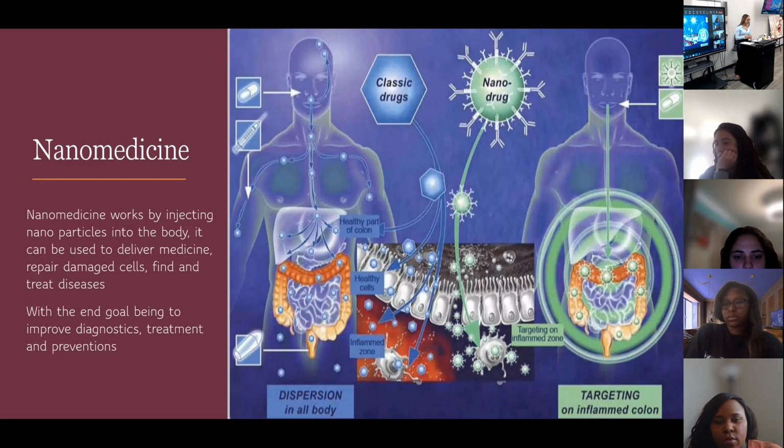So here depicted, we have an inflamed colon. With the classical drug, it can be administered orally or by injection. Then it's going to disperse all into the body, treating the inflamed zone and healthy cells. With nano drugs, it's only administered orally, and it only goes to the inflamed colon, nowhere else in the body.